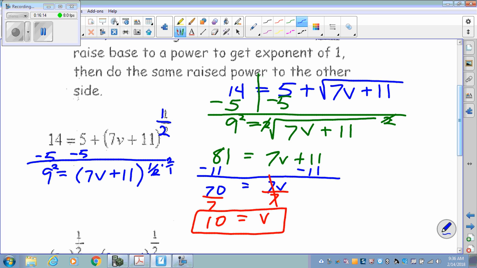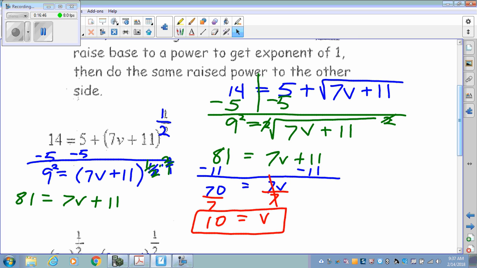All right, for the same reason. That's the inverse. And I would end up with the same next equation. 9 squared is 81, that's 9 times 9. And then this exponent is 1. Anything to the 1 power is just that thing. So that's how we got rid of that exponent, by multiplying by the reciprocal, 2 over 1. Okay, and then I have the same equation, and so I'm going to get the same solution, which is 10.